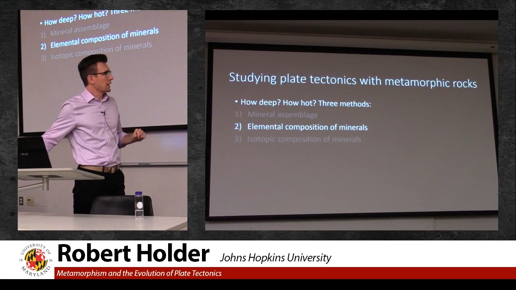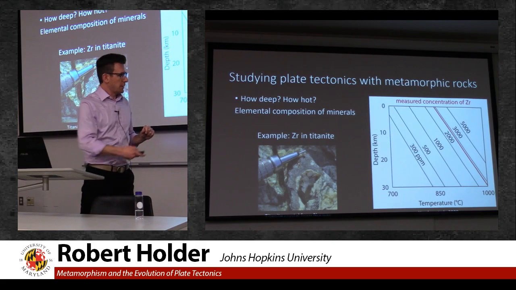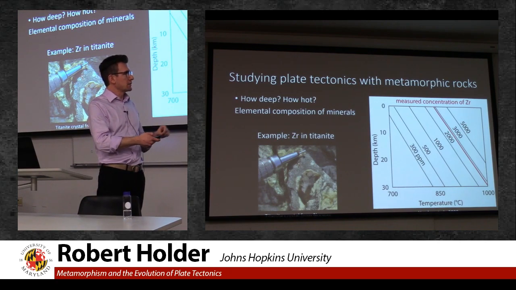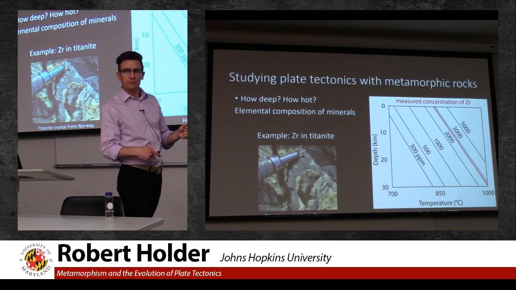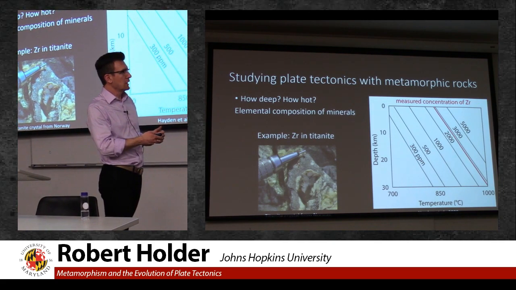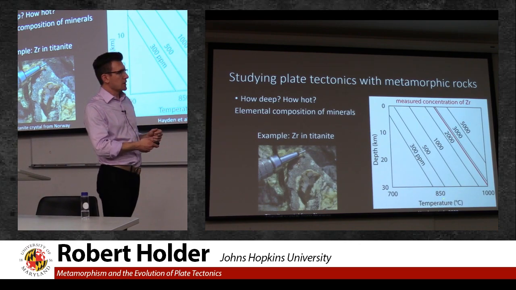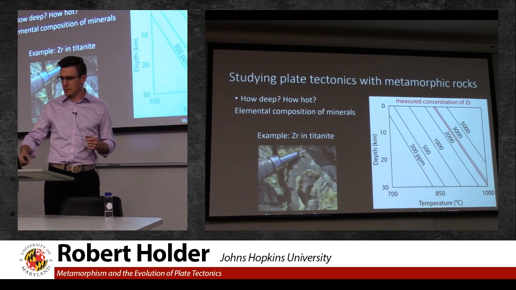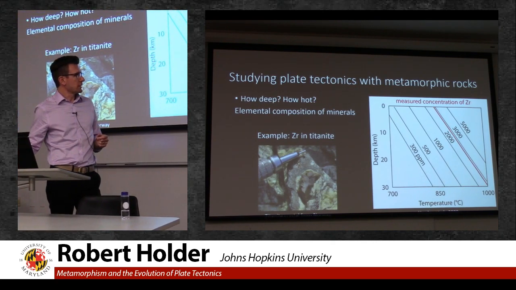The other way is to look at elemental compositions of minerals. So we might take a mineral like titanite. So here's a nice crystal here from Norway, shown next to a pen for scale. And based on experiments that people have done, we know how the zirconium concentration of this particular mineral changes in titanite as a function of both depth and temperature. So we can measure that concentration, and it gives us a line in depth and temperature space that crystal could have equilibrated at, could have grown at.